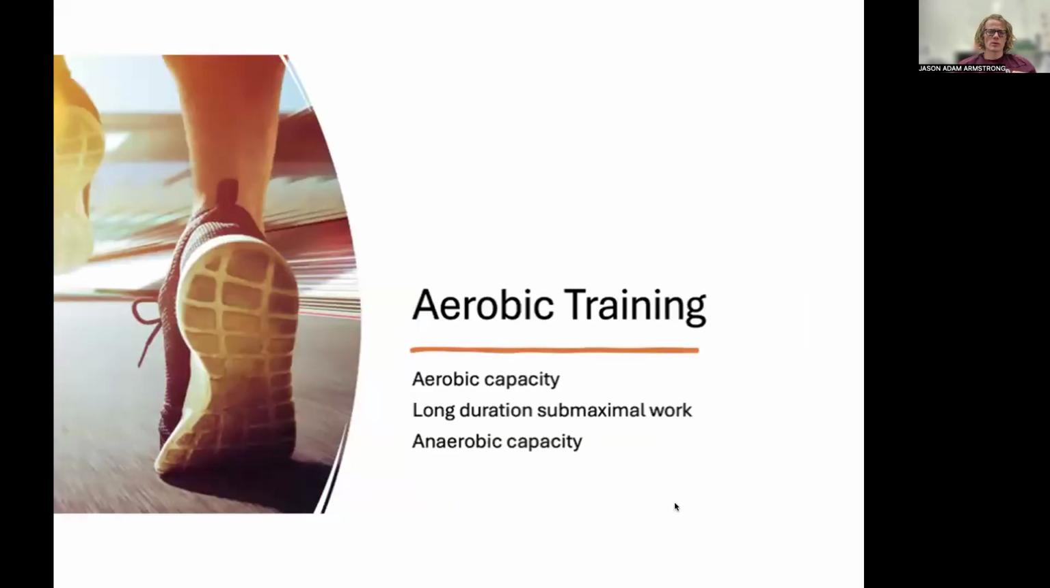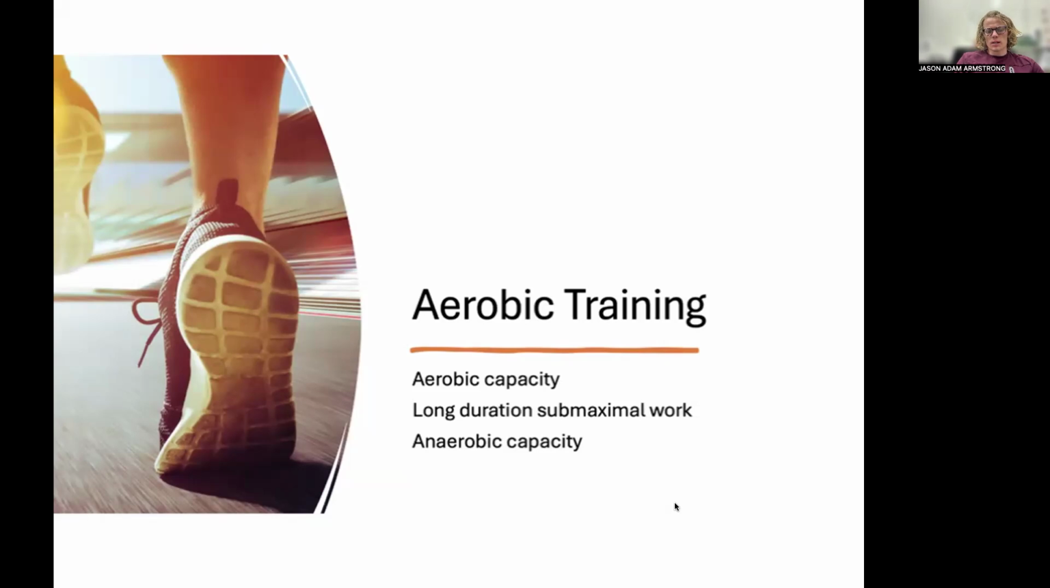Okay, so we're going to talk about aerobic training. Generally, there are three adaptations that we're looking for with aerobic training. So a change in aerobic capacity, and that's what we're going to mainly focus on. That would be my body's ability to utilize oxygen maximally when relying predominantly on aerobic energy systems.